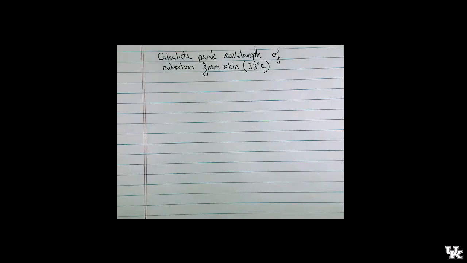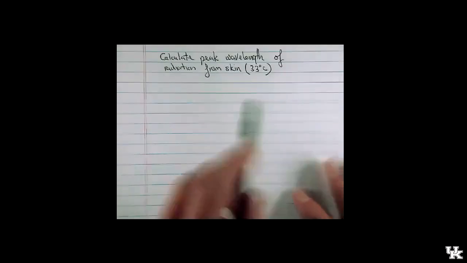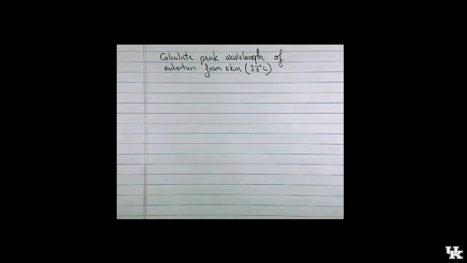In this problem, we're asked to calculate the peak wavelength of radiation that's emitted by each of us from our skin, the black body radiation. And we're going to do this knowing the temperature of our skin. I've put it here as 33 degrees Celsius. I think that's about right. I don't really know. We're going to use Wien's law.